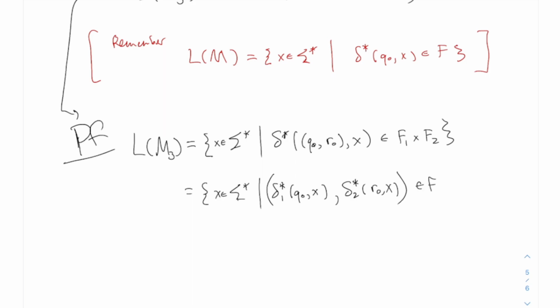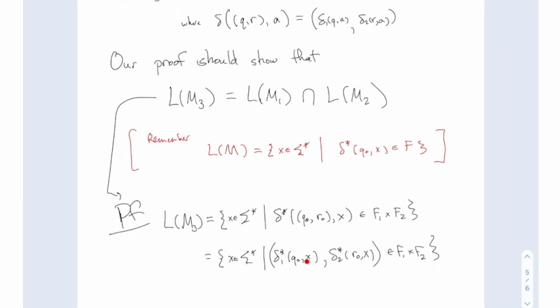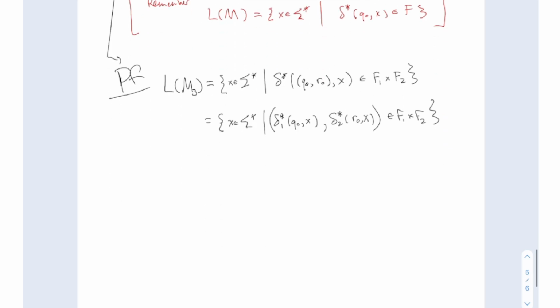And then I'm writing the same stuff is in F1 cross F2. So all I did there was I replaced the delta star with this pair. That's because the delta of this stuff equals that stuff. And we just plugged it in exactly like that down here. The only difference is, I wrote A up here to represent a single letter, but down here I wrote X for any possibly long string. All right? Okay, what else? We got 4 minutes. That's plenty of time.